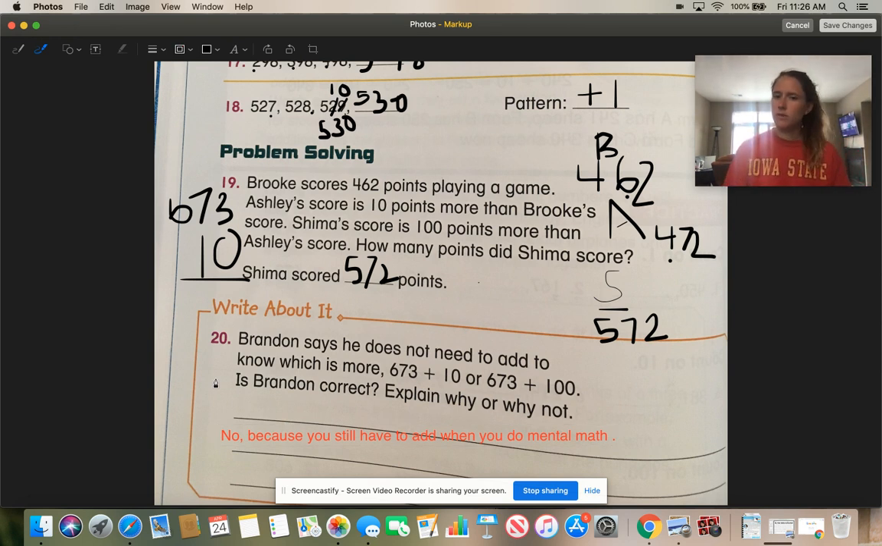So hopefully this helps you guys with lesson 8.1. Go ahead and do the next 2 pages on your own.